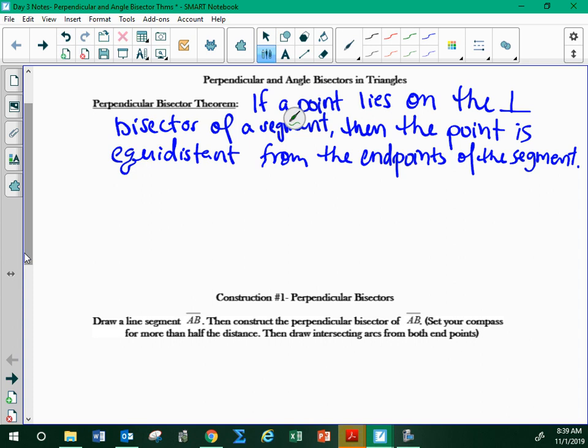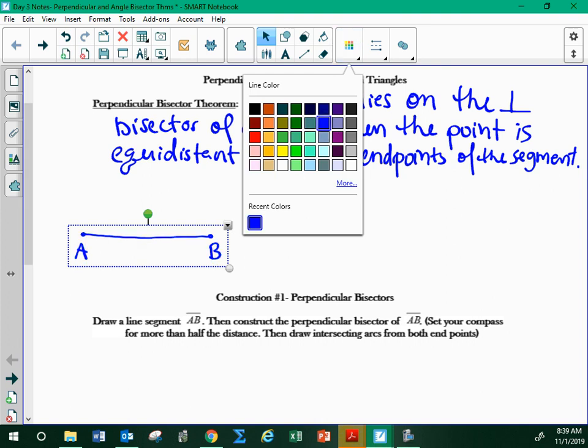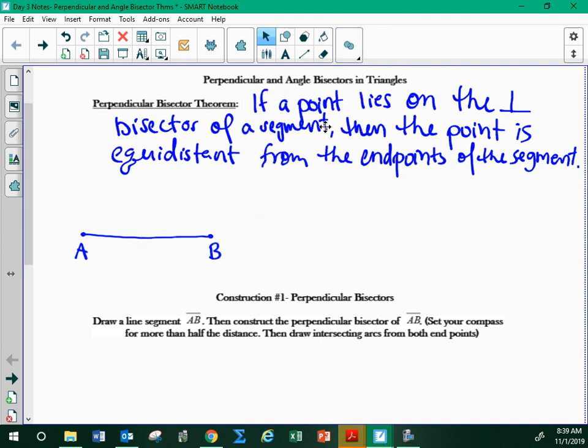Okay, so let's go and draw an example to illustrate this. So let's start off. Let's draw a segment. Let's call this segment AB. Alright, and then do your best to draw an approximate perpendicular bisector.